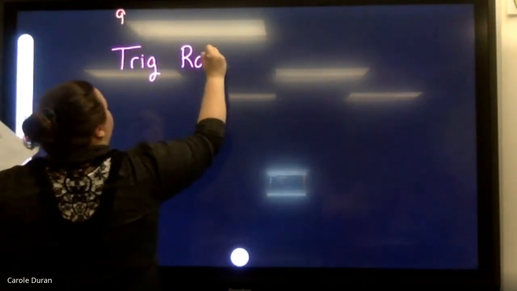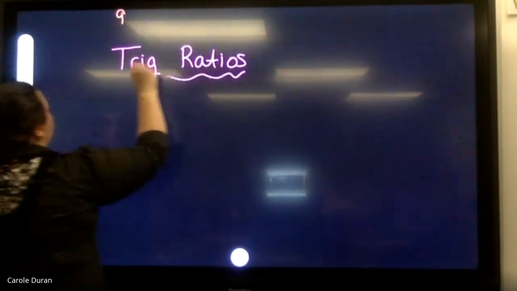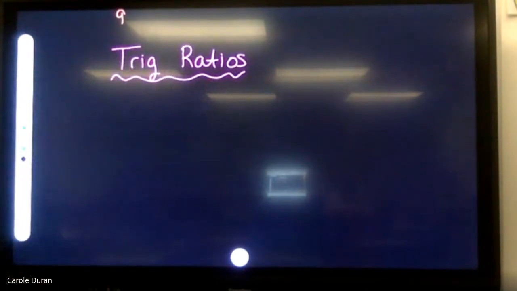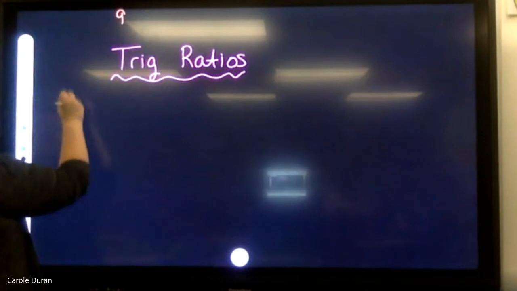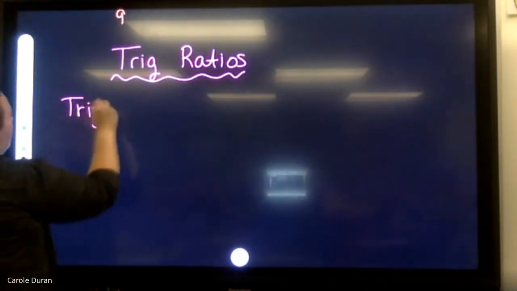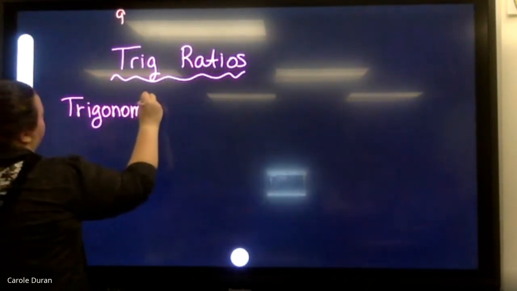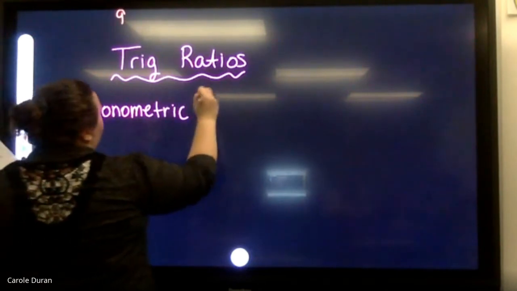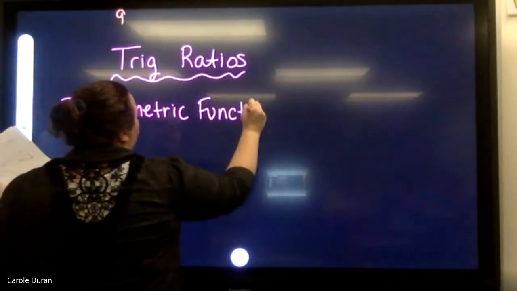Now that we have perfected our understanding of right triangles, we can start working with trig ratios associated with these right triangles. So before we can get too far into it, we need to identify what our trigonometric functions are. Some of these may look familiar to you, some of them may not.